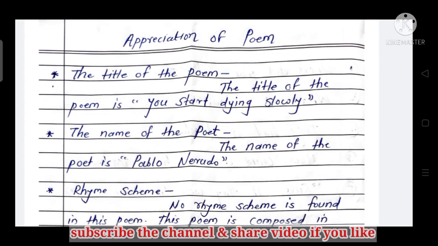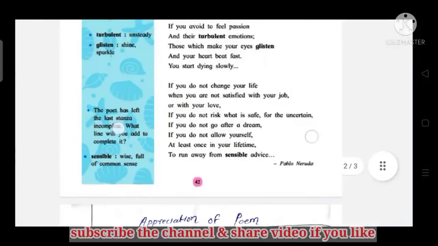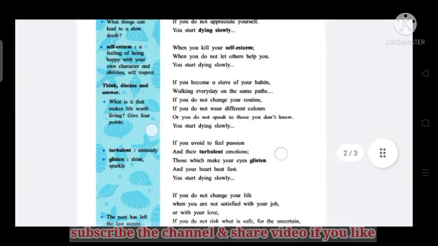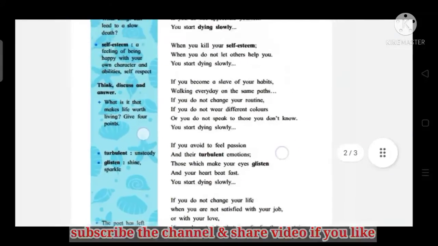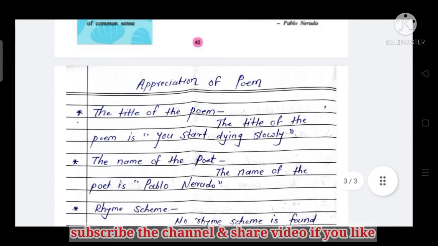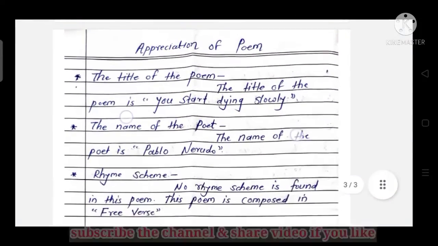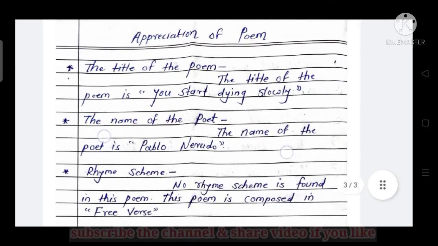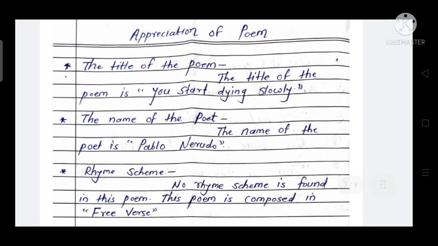The title of the poem is You Start Dying Slowly, meaning the poem is given on the question paper. While reading the poem, you have to understand how to write the appreciation of the poem. Means we must know the steps of writing, or we must know how to explain the points. Now the first point is to be explained like this. The title of the poem is You Start Dying Slowly.